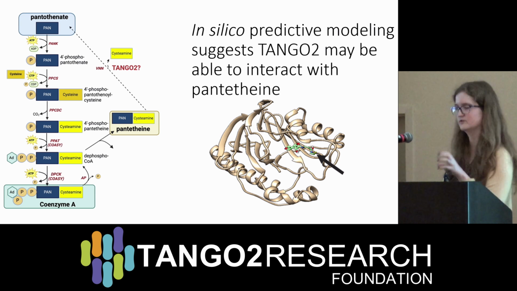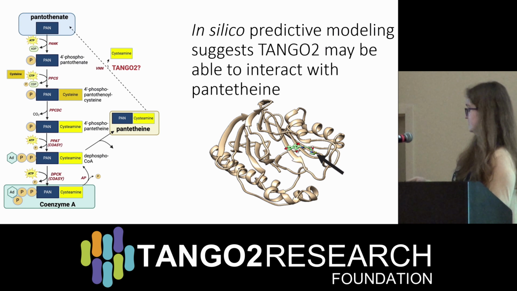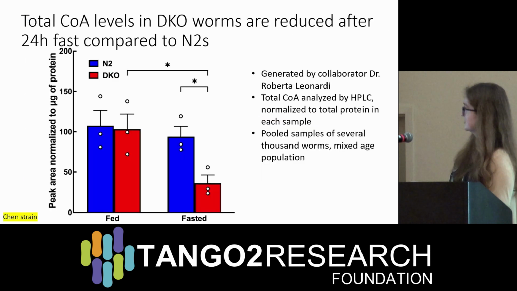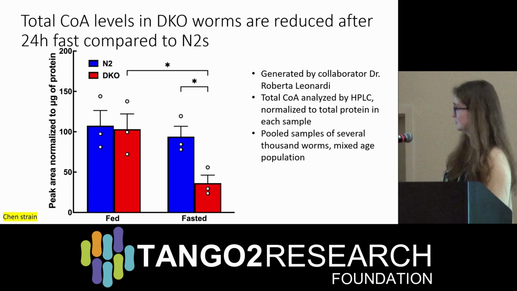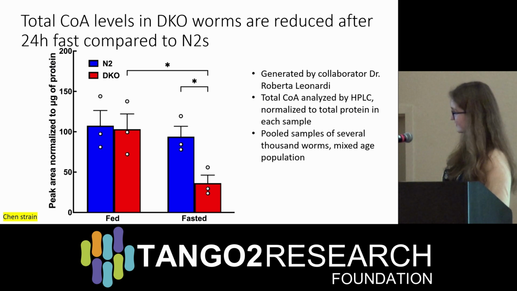So that's really the biochemistry of what we think could be going on with TANGO2 in the cells. The first big question to test is: do worms that don't have TANGO2 have a problem with their CoA pool? We worked with our wonderful collaborator, Dr. Roberta Leonardi, at West Virginia University.